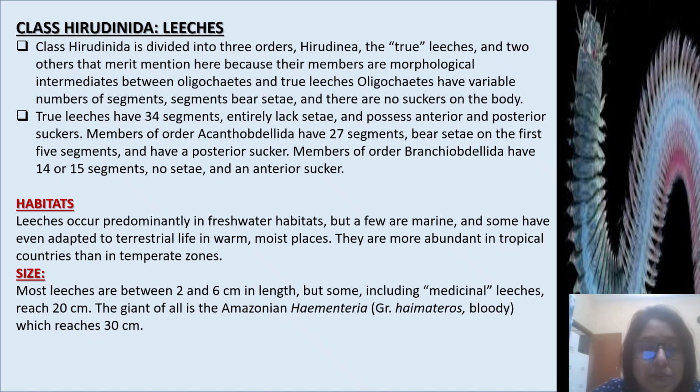Habitats. Leeches occur predominantly in freshwater habitats, but a few are marine, and some have even adapted to terrestrial life in warm, moist places. They are more abundant in tropical countries than in the temperate zone. Size: most leeches are between 2 and 6 centimeters in length, but some, including medicinal leeches, reach 20 centimeters. The giant of all is the Amazonian Haementeria, which reaches 30 centimeters.